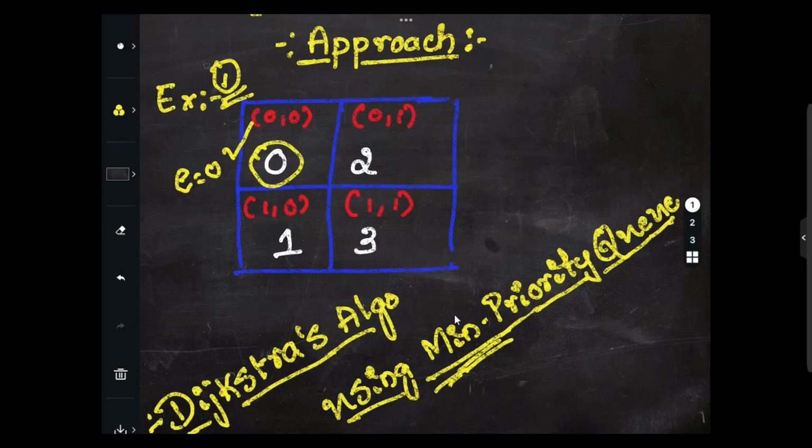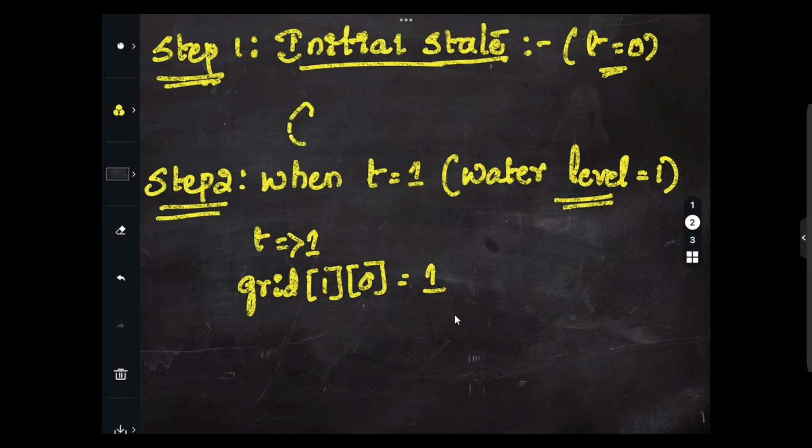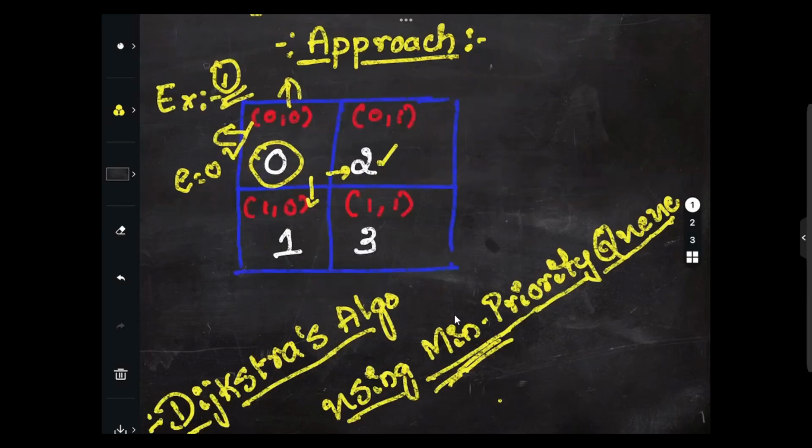cell, because 0, 1 has the elevation 2 and 1, 0, either we can move down, right, up or left. So in this case we can move right or down. 0, 1 has an elevation of 2 and 1, 0 has an elevation of 1. So both are greater than 0 initially. So in the initial state we cannot move anywhere. Right? This is fine. So let's come to step 2.